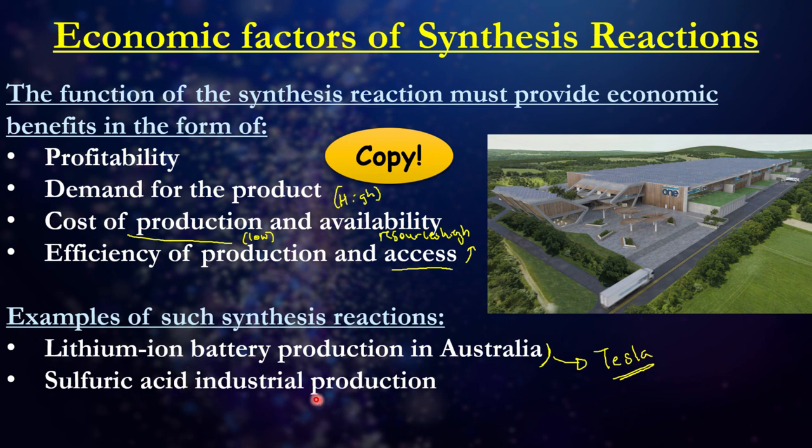Sulfuric acid is actually a really common reagent that's used in industrial production of a lot of different types of chemicals. It just goes to show, if it's not profitable, generally speaking, they don't try and go through that reaction type.